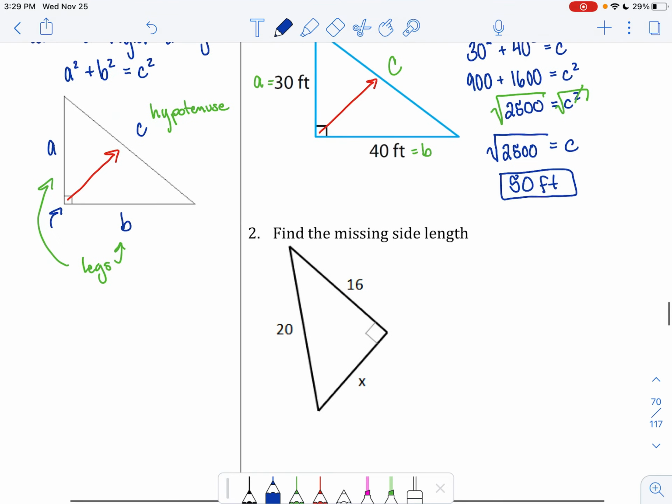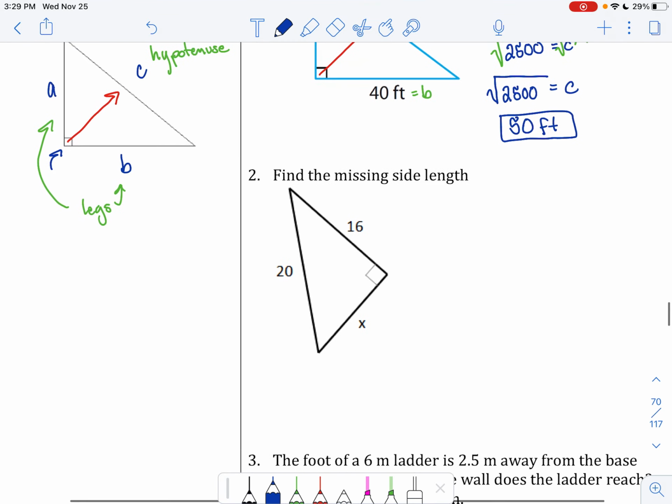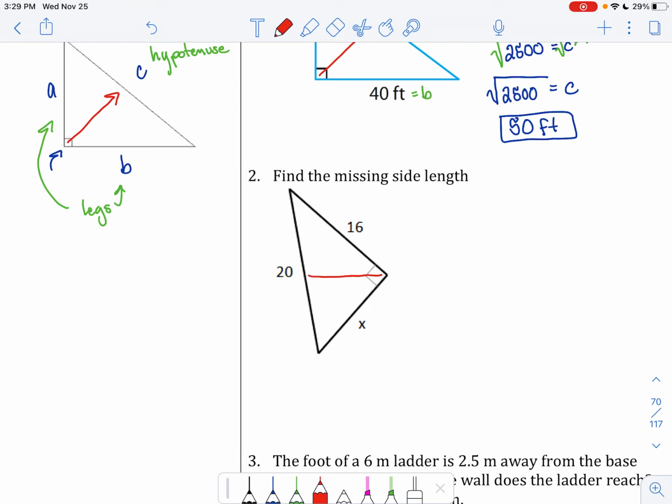Now here's why it's so important to identify that as C first. If I look at number 2, find the missing side, X is not the hypotenuse. If I go out from the right angle, which is right here, you'll notice that 20 in this case is C. And that means that our A and B, and again, it doesn't matter which one you assign to which, because we're adding them, are going to be X and 16.